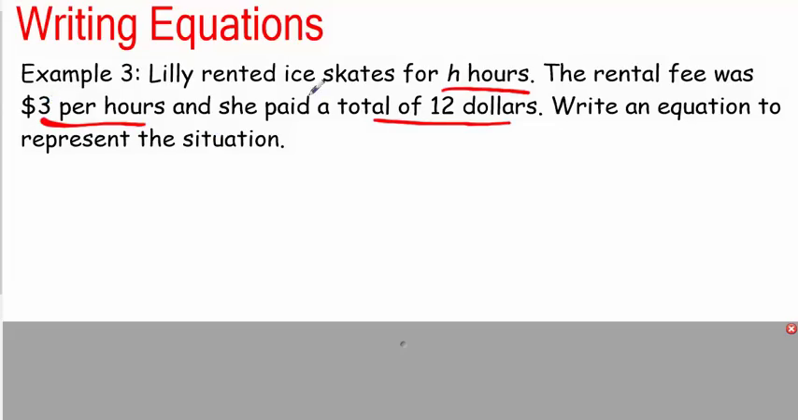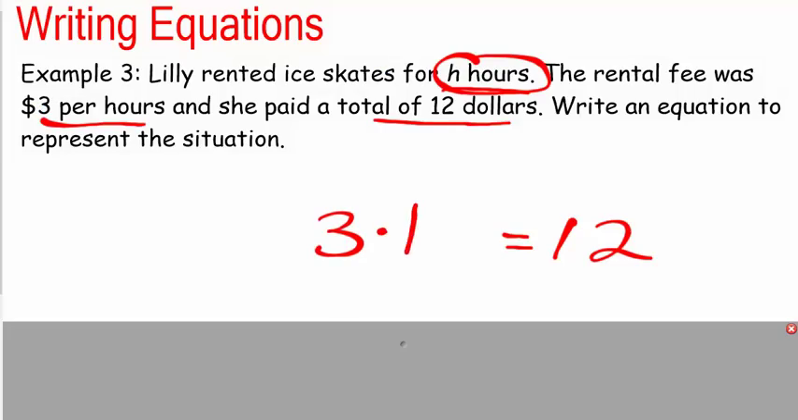Okay, so we know that she paid a total of $12. So that's my total. I gave you that information. So the question is, how did I get to that total? Well, she rented them for $3 per hour, but I don't know the hours. So that's where my variable comes in. I would have to multiply 3 times my hours, or 3H equals 12.